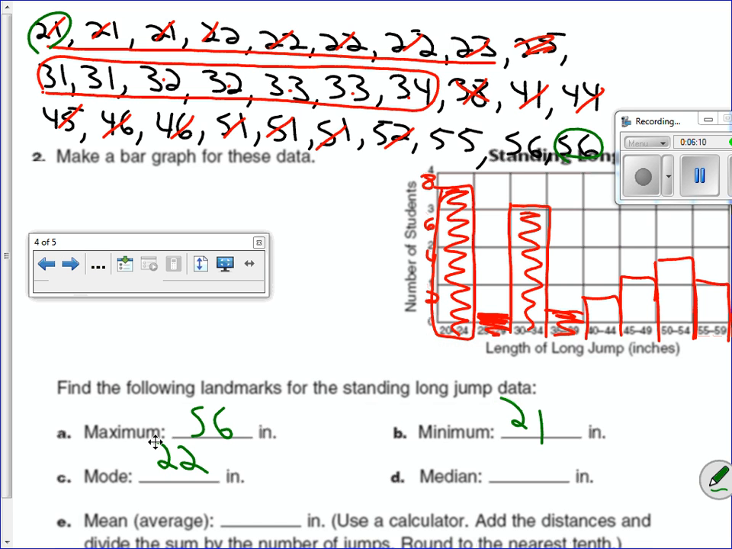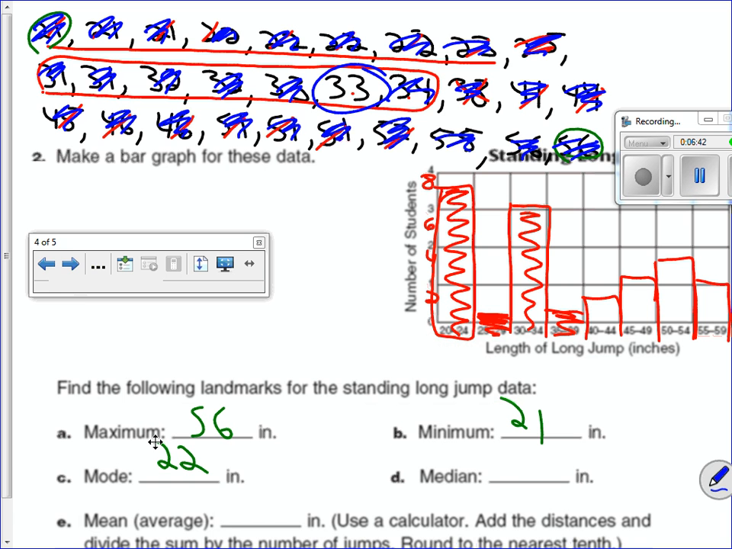Median, that's the number that's right in the middle. Okay? So I'm going to cross off numbers as we go. The reason why I'm recording this, kids, is because I want you to see how I'm having to work these out. Okay? Cross off a small number, a big number, a small number, a big number, and so on, small, big, small, big. I'm left with 33 as my median.